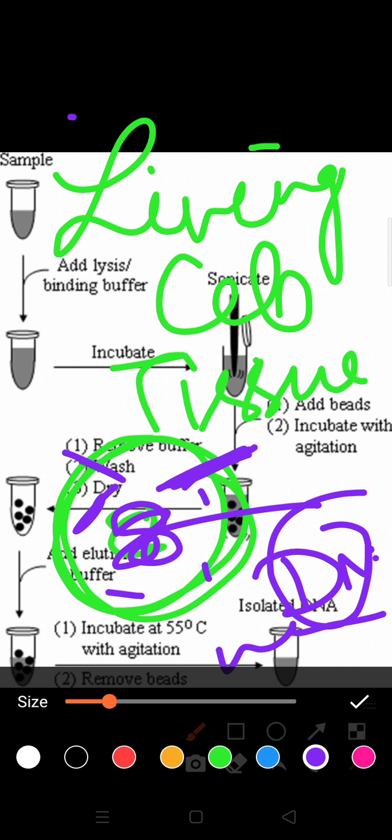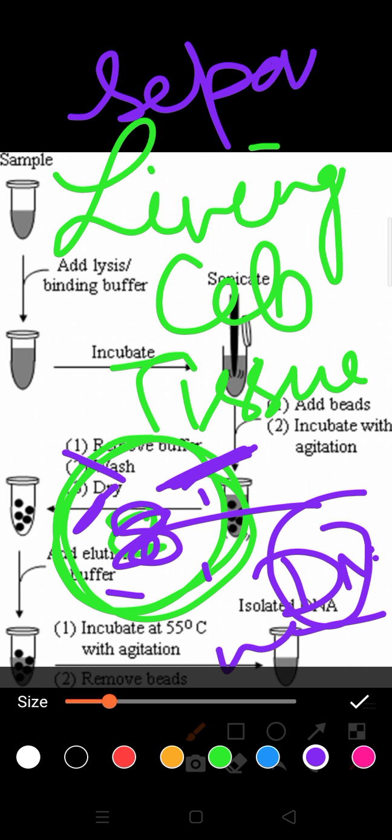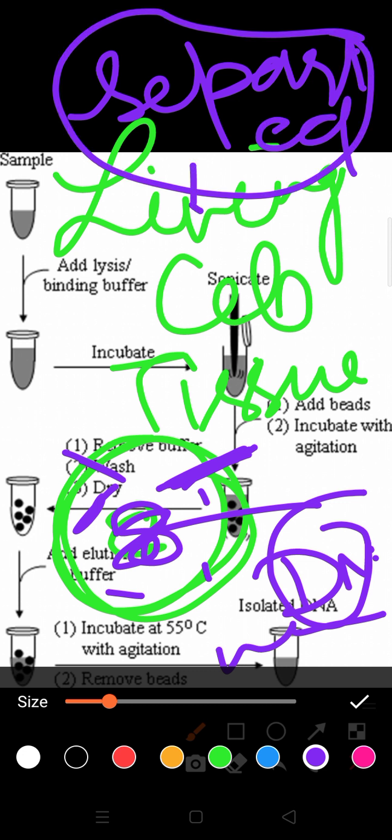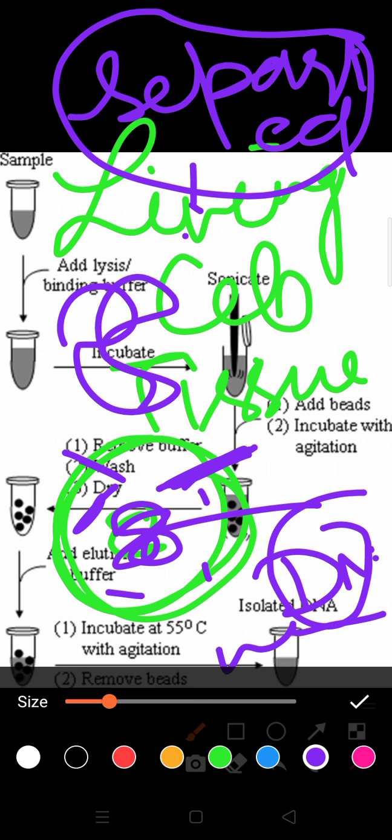Clear? Now you have separated DNA, but this is not purified DNA. Then you treat it with chilled ethanol. Clear? With the treatment of chilled ethanol, polysaccharides and lipids can be removed. So ultimately you get DNA in a thread form. This is the DNA you ultimately get in a thread form.